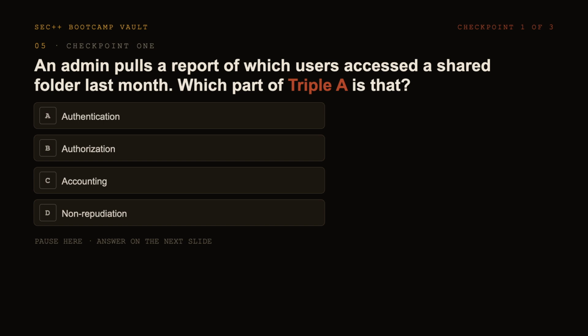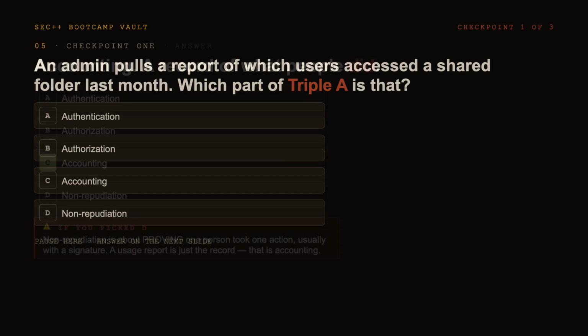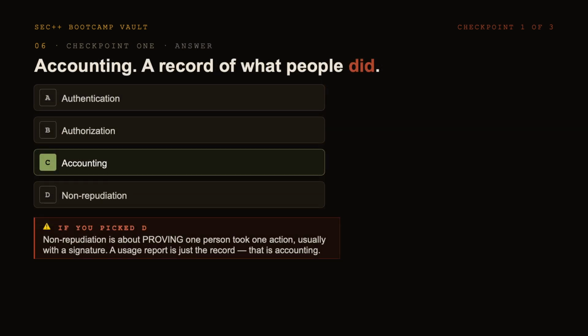Checkpoint 1. Pause and pick. An administrator pulls a report showing which users opened a shared folder last month. Which part of AAA is that? A. Authentication. B. Authorization. C. Accounting. D. Non-repudiation. Think about which of the three questions is being answered here. Who are you? What may you touch? Or what did you do?